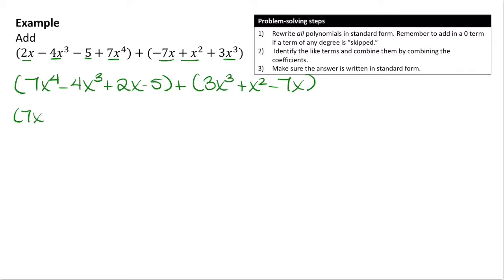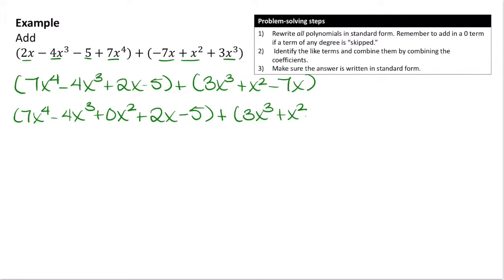So we have 7x to the 4th minus 4x cubed plus 0x squared. And then it does go in order, right? 2x is my first degree term, and then 5 is my constant. And then plus, let's look at the second polynomial. Well, we have 3x cubed plus x squared minus 7x, but we don't have a constant term, so I'm just going to add plus 0.